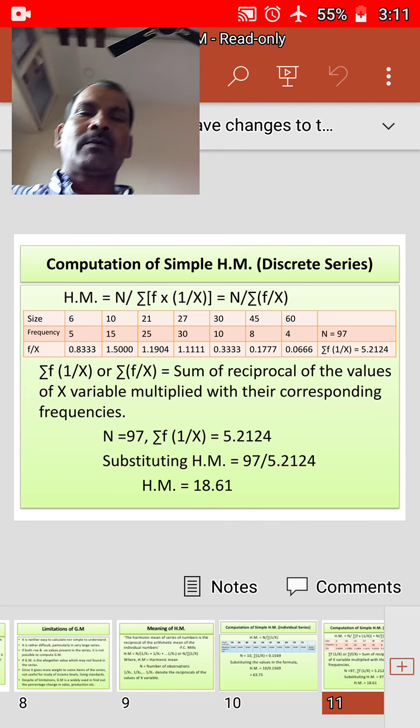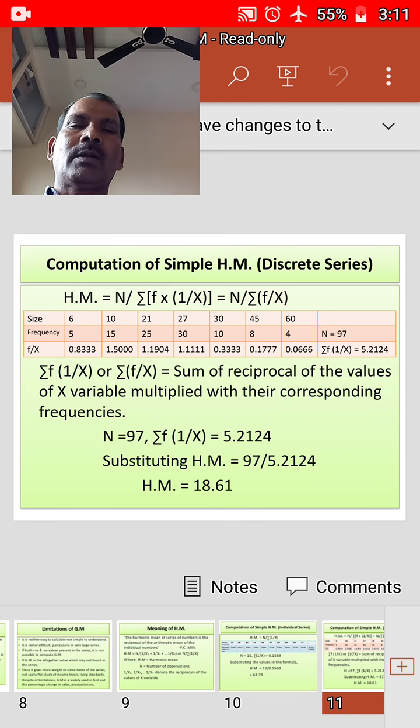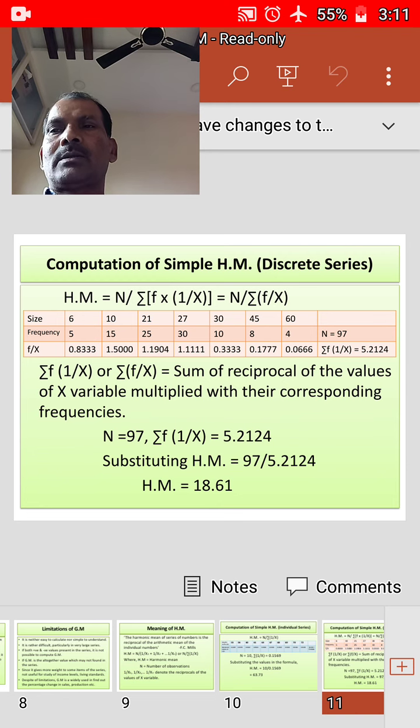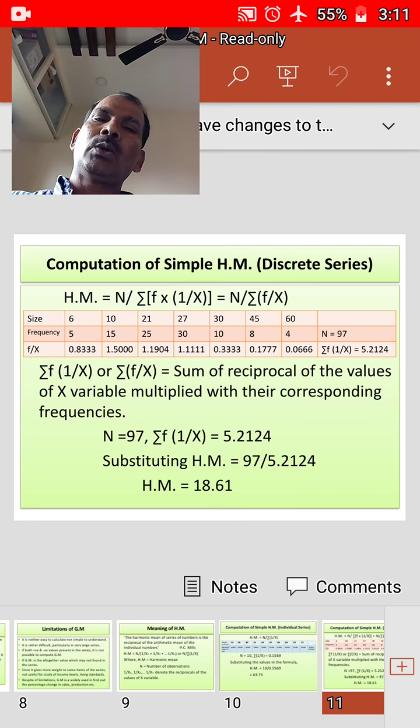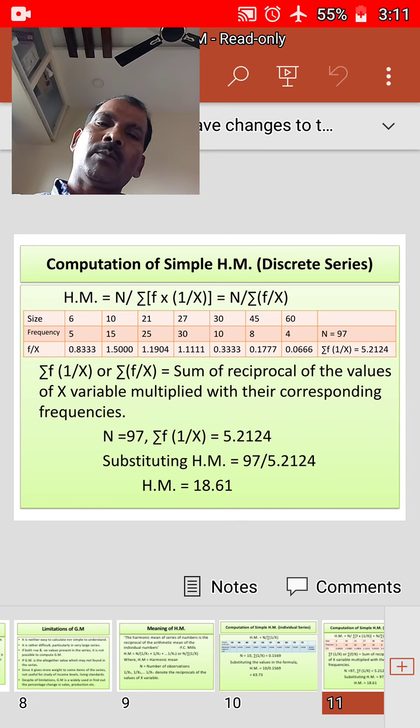You can see the formula given on the PPT, that is HM, harmonic mean, is equal to n by sigma f into 1 by x, which is equal to n by sigma f by x. Here sigma f into 1 by x, or sigma f by x, is equal to the sum of reciprocal values of the x variable multiplied with their corresponding frequencies.